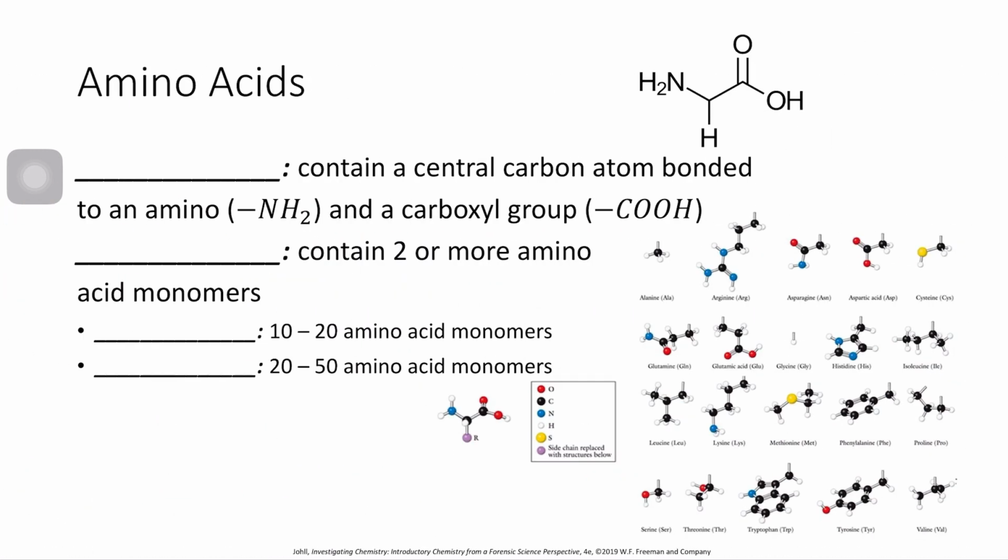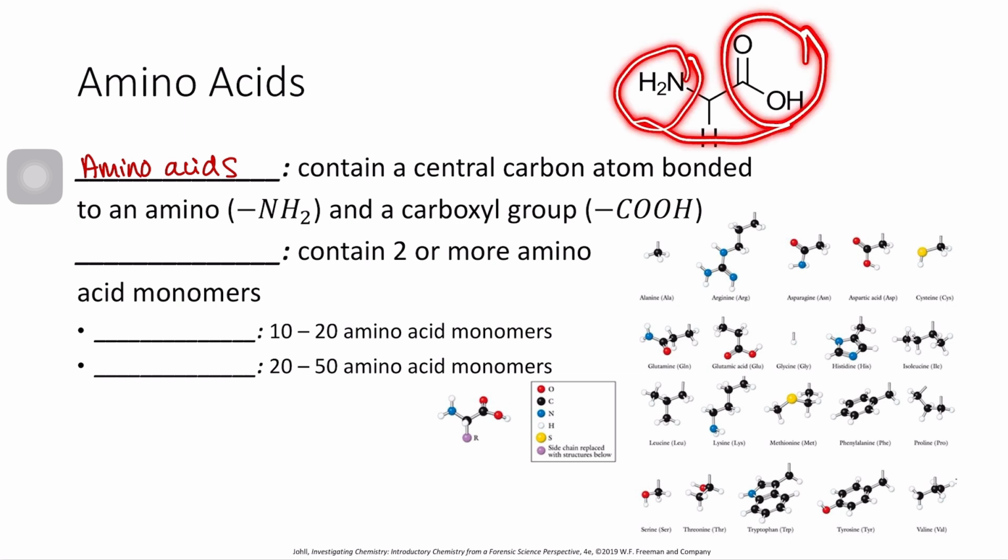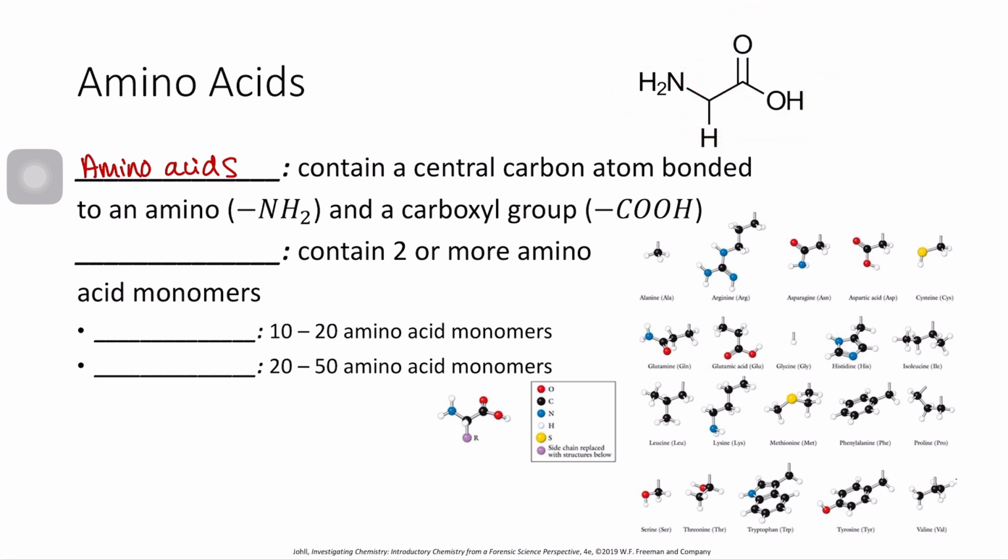Another type of biomolecule are amino acids. And amino acids are going to be made up of two functional groups on a central carbon. That central carbon is going to be bonded to an amino group, NH2, and then it's going to be bonded to a carboxyl group, COOH. And so it's an amino acid because this is a carboxyl group, a carboxylic acid, and then we have the amine group. So it's an amino acid when you put them together.